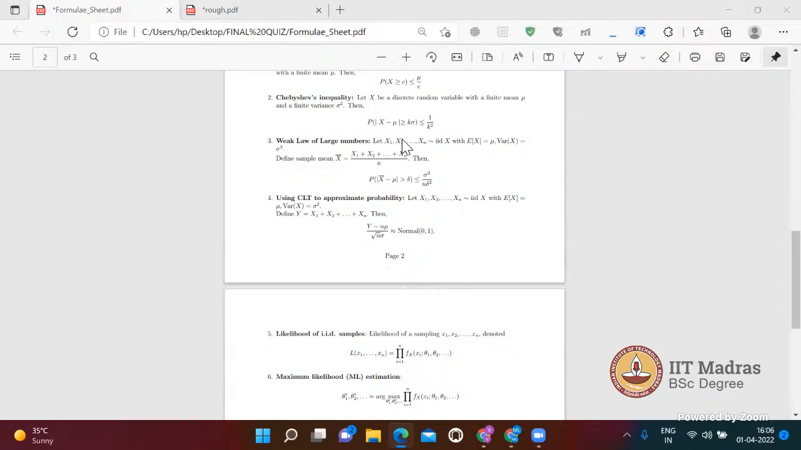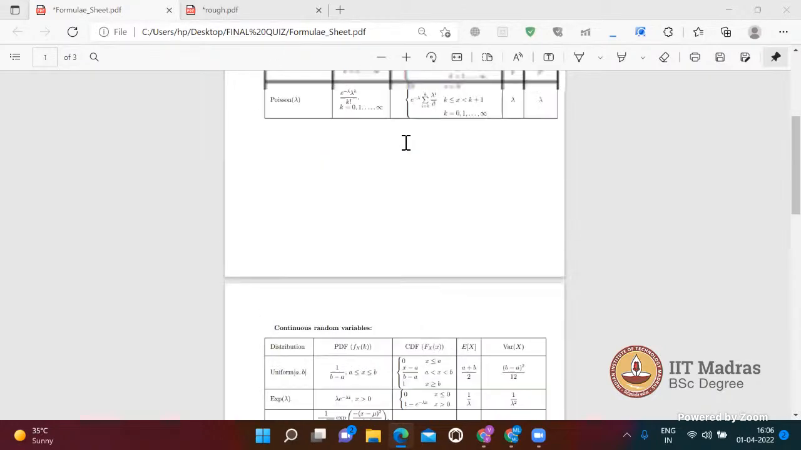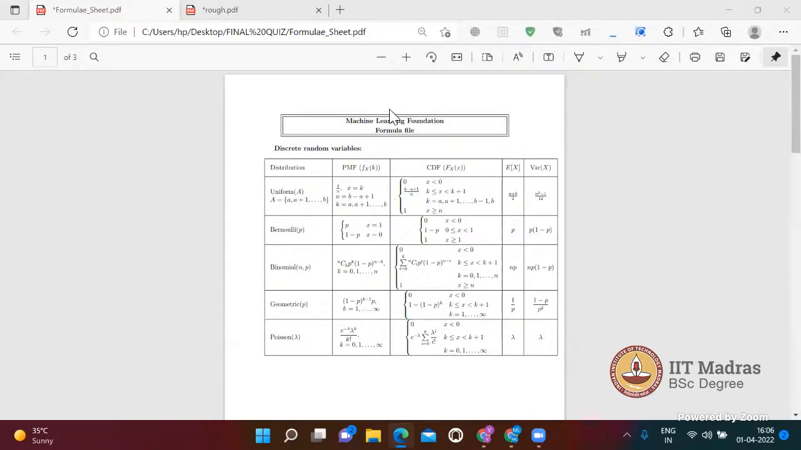Eigenvalues are always important. If you are given some matrices, or some characteristic equation, you should be able to calculate the eigenvalues. Yeah, that is important. Other than that, good luck for the exam.